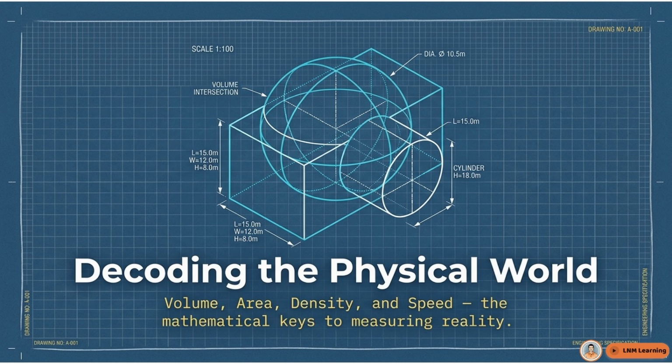Measurement is one of the most vital tools a scientist has. Without exact knowledge of length and time, we would not have been able to put satellites into orbit or land humans on the moon. Welcome back to L&M Learning, and today we are diving into the topic physical quantities and measurement, and we'll talk about volume, area, density, and speed.